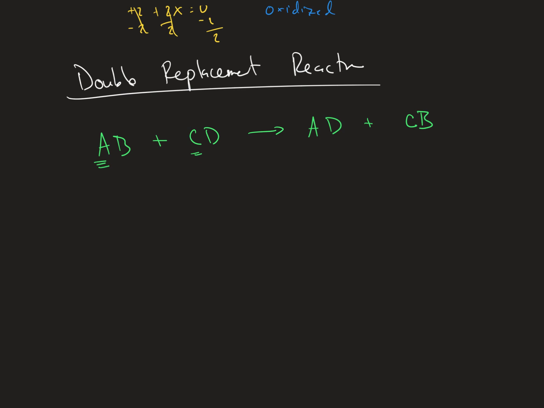Is this chapter 5 or 6? This is chapter 5. Yeah, we didn't quite finish last time. Are we comfortable with double replacement reactions? Maybe after today we'll be more comfortable, right?